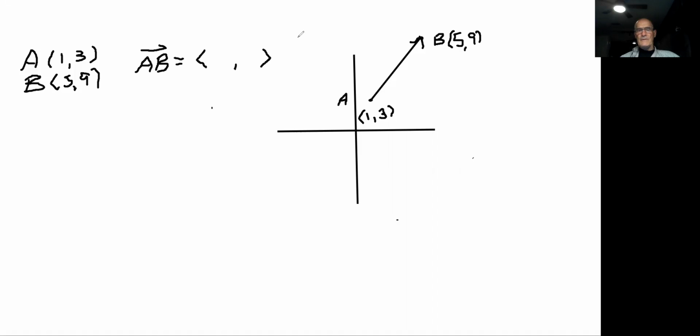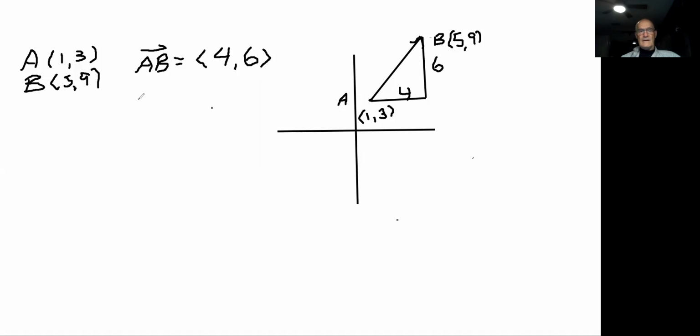So if we look at what happens here, anytime you get a vector, you can break it apart into its x component here, which goes about like that, and its y component, which is like that. Now, if you look from 1 to 5 here is 4. So this side right here is 4. And then from 3 up to 9 is 6. So the vector here is 4 and 6. Now that tells us that vector AB goes 4 units to the right and 6 units up in the positive vertical direction.